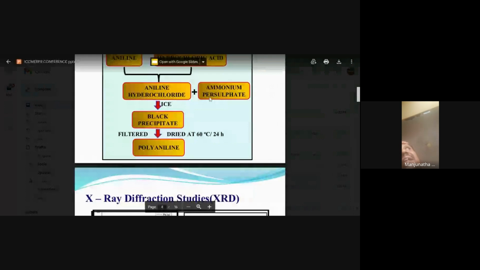Then, after separating, you finally get a black precipitate. After you get this black precipitate, it is dried at 60 degrees in a hot air vacuum. Finally, you obtain our sample. That sample is called polyaniline. This is the pure polyaniline.